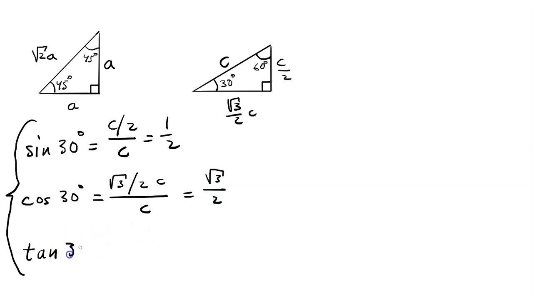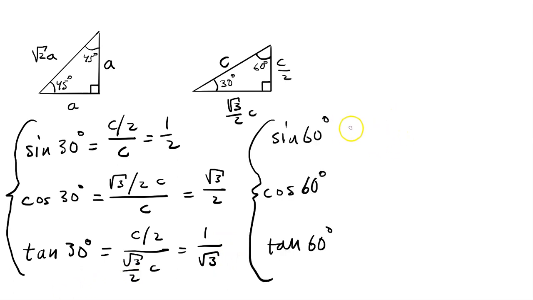And tangent 30 degrees. That is just this divided by this. So this is just 1 over square root of 3 after we simplify. Then in the same way we can calculate for sine 60 degrees, cosine 60 degrees, and tangent 60 degrees.